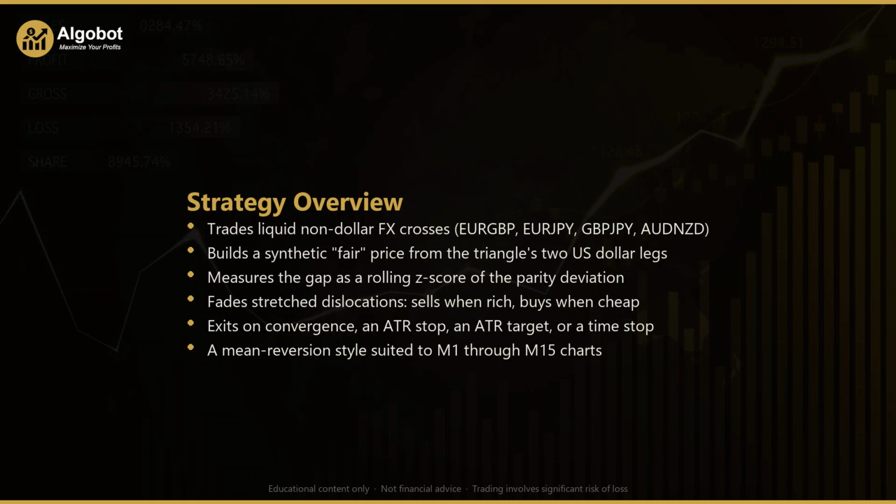Every position is protected by an average true range stop and given an average true range profit target, and trades are closed early once the z-score collapses back towards zero, meaning parity has been restored. This approach is generally suited to shorter time frames, from 1-minute to 15-minute charts, where the dollar legs are deep and the parity bond is tight. It's best thought of as a study in statistical, market-neutral thinking, rather than a directional bet on any single currency. As always, this is educational information only, and trading carries real risk, including the risk of loss.